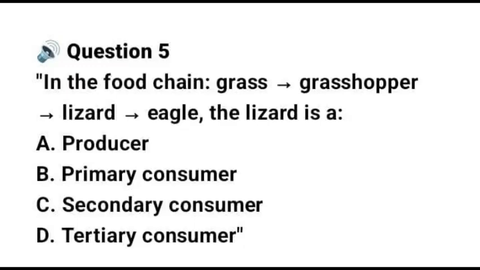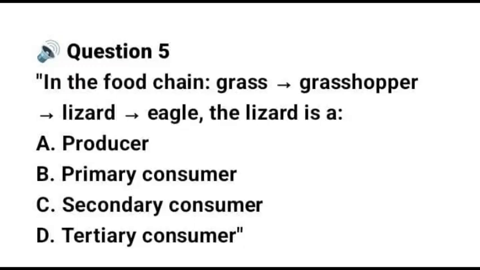The grasshopper eats the grass, so the grasshopper is the primary consumer. The lizard eats the grasshopper, making it the secondary consumer. Now the eagle, on the other hand, eats the lizard. It is the tertiary consumer.